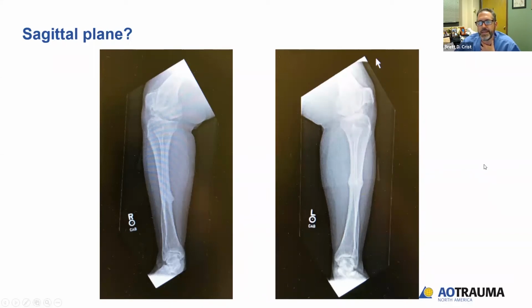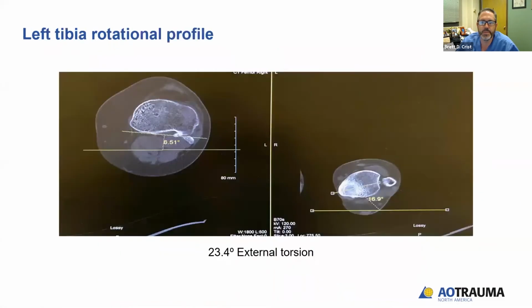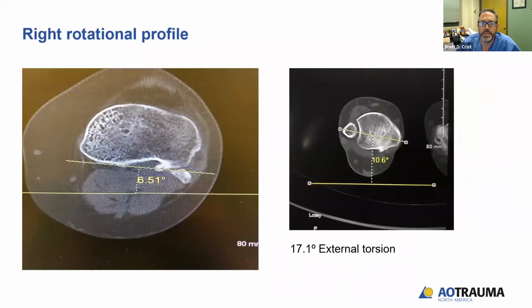So to me, I'm not really going to be able to necessarily help with plain film. That's where a CT scan is helpful. Her left tibial rotational profile is 23.4 degrees of external torsion, and her right side is 17.1.